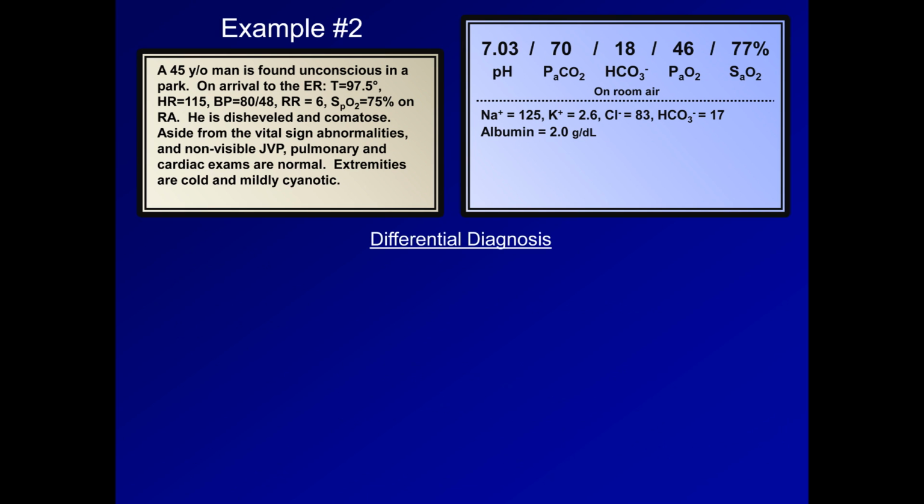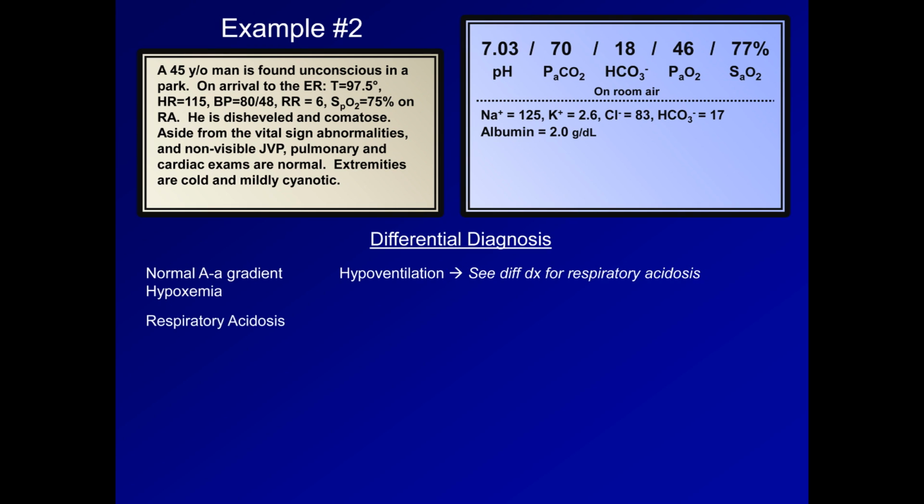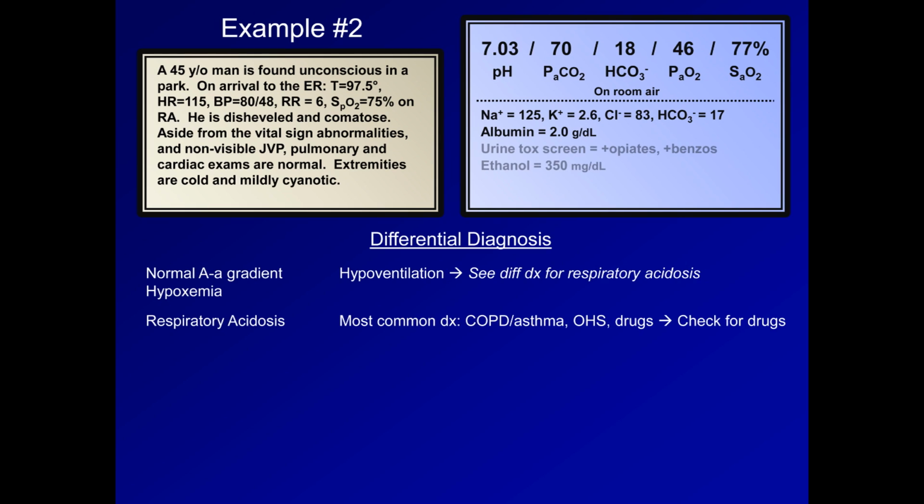Differential diagnosis. The normal AA gradient hypoxemia is easy, hypoventilation, which has the same differential as the respiratory acidosis. Among all patients, the most common etiologies of a respiratory acidosis are COPD, asthma, obesity hypoventilation syndrome, and drug intoxication or overdose. Given the clinical scenario, it seems prudent to start with looking for drugs. A urine tox screen is positive for opiates and benzodiazepines, and a serum ethanol level is severely elevated at 350 milligrams per deciliter.